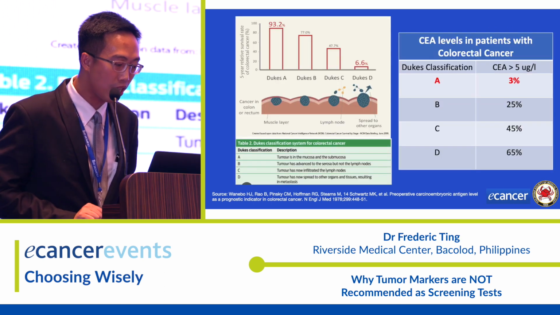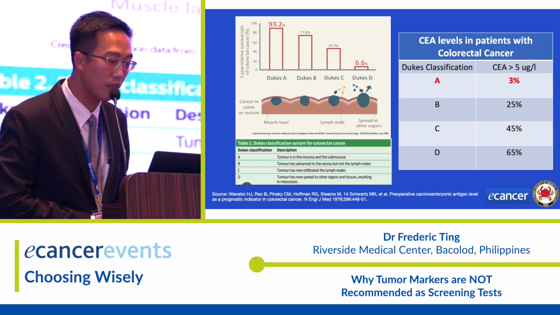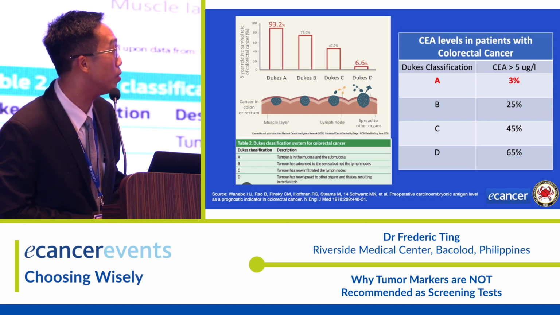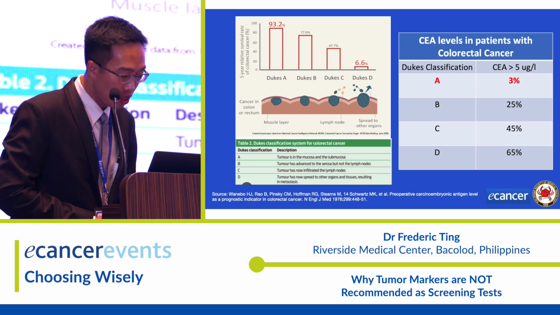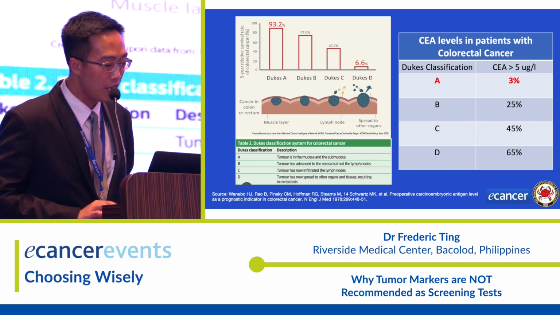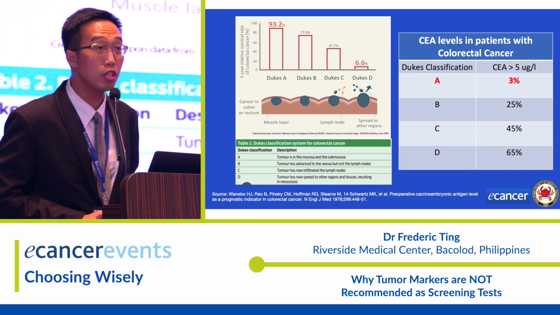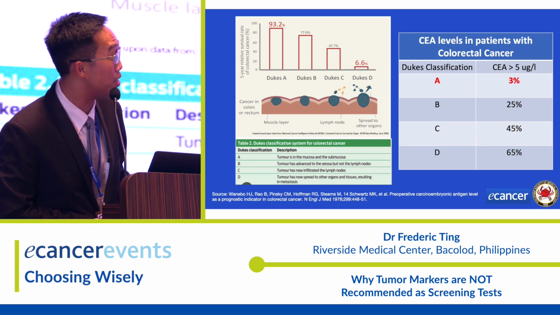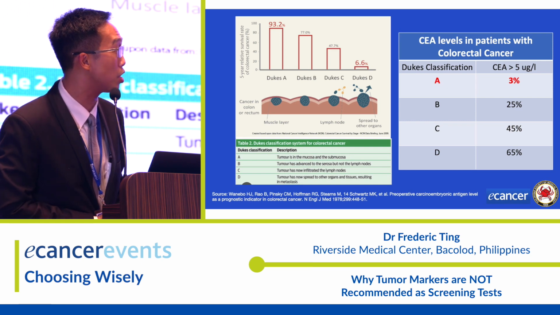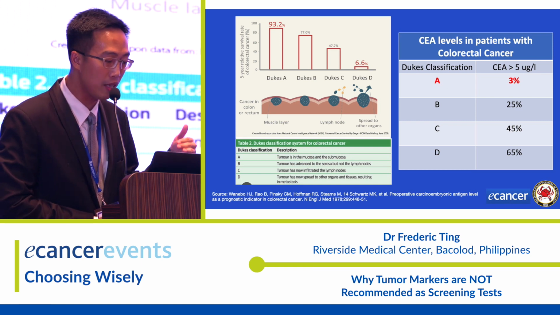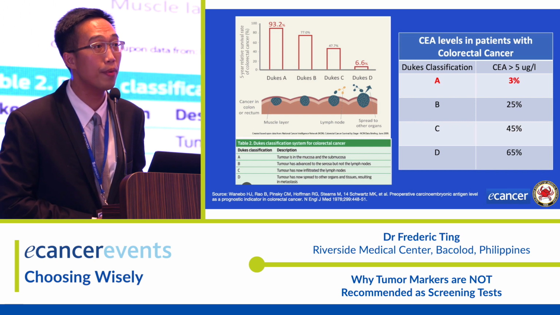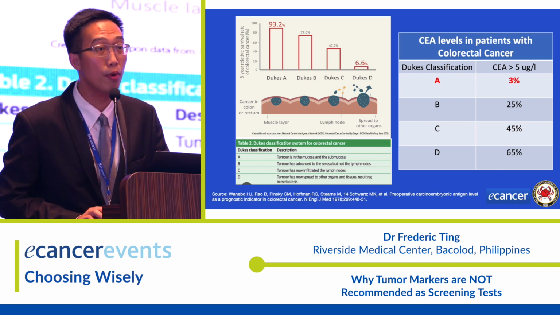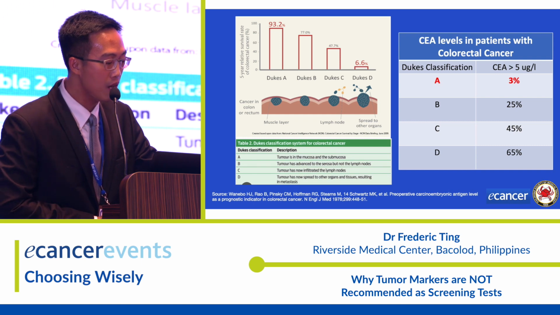And one study that would support this statement is a study done by Dr. Wanabo, where he checked the preoperative CEA levels of patients with colorectal cancer. And you see that patients with Duke A classification, which means that the tumor was just in the mucosa or submucosa, only 3% of them had an abnormally high CEA of more than 5 micrograms per liter.